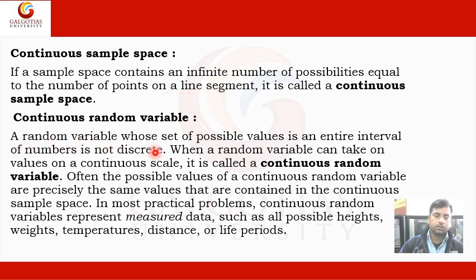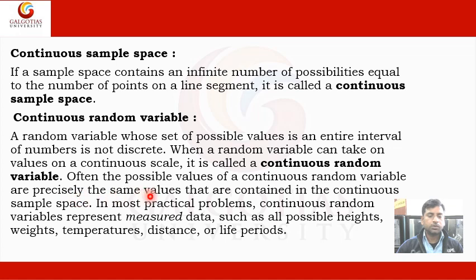Next definition is the continuous random variable. A random variable whose set of possible values is an entire interval of numbers is not discrete. When a random variable can take on values on a continuous scale, it is called a continuous random variable. That means we can take any value from a given interval, for example from 1 to 2, then we say the random variable is a continuous random variable.